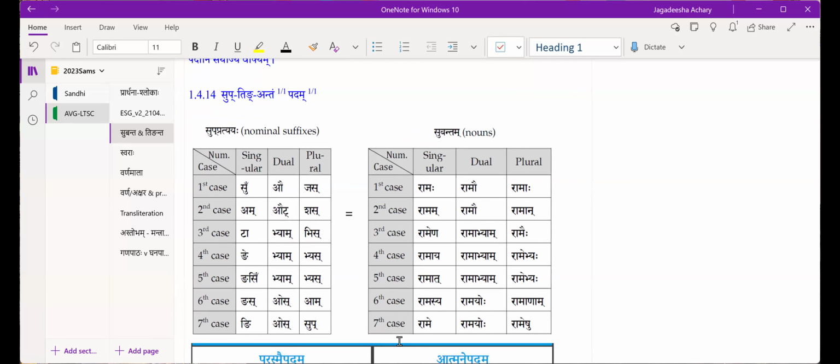I said there are 21 sup pratyayas: from the pratama vibhakti, the first case, up to the 7th case. So there are 7 cases, and in each case there are 3 numbers, or plurality: singular, dual, and plural.